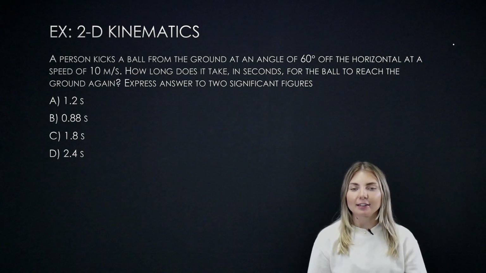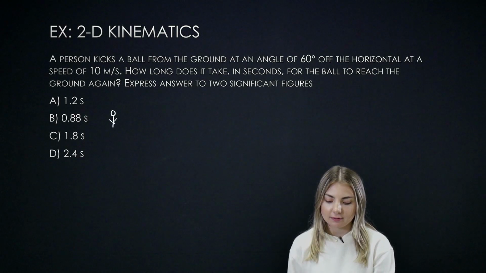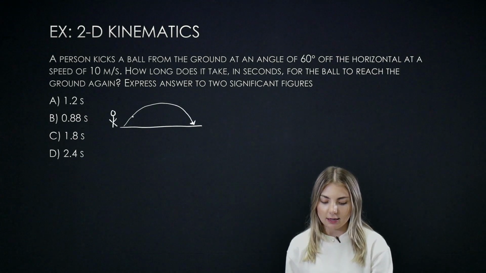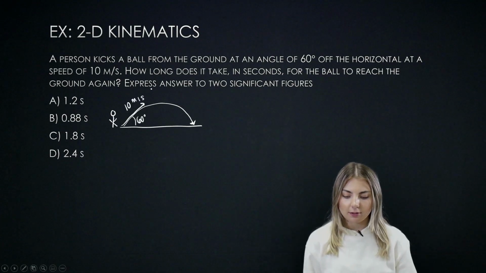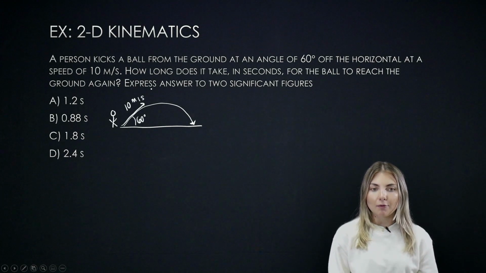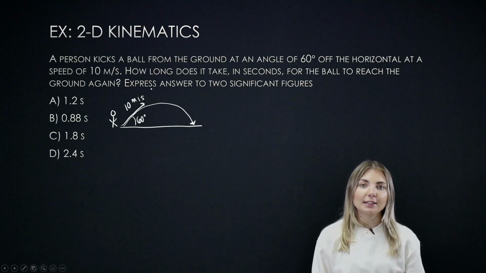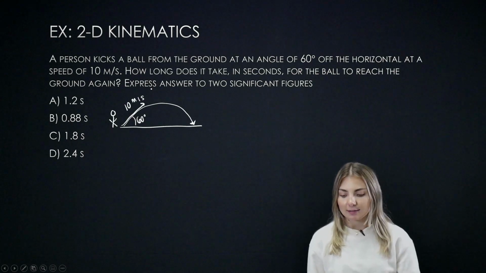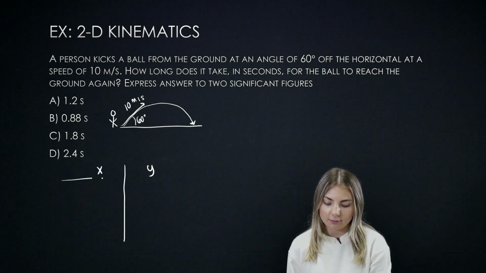So first, for every kinematics question, I always like to draw a picture first. So we have a person here. They're going to kick the ball from the ground at an angle of 60 degrees off the horizontal and a speed of 10 meters per second. So now, looking at this, we know that we're going to have to break down the speed into the velocity x and y components in order to solve using the kinematics equations. So let's start by doing this. I like to draw a chart, breaking these up.